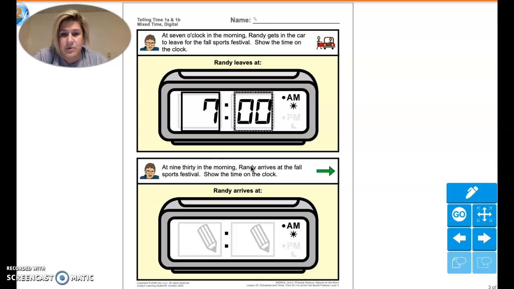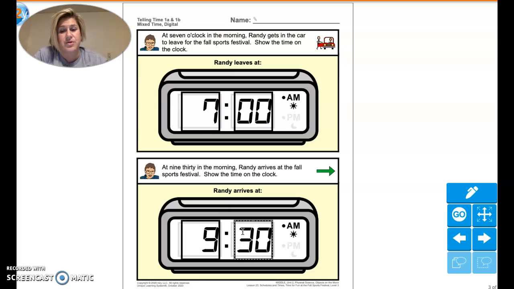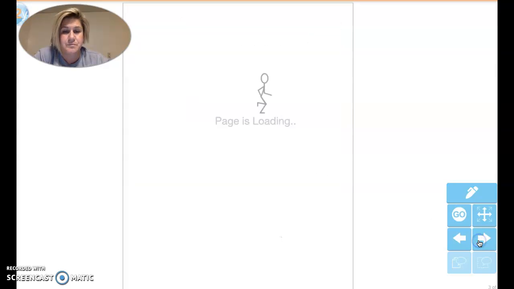At 9:30 in the morning, Randy arrives at the Fall Sports Festival. Show the time on the clock. So 9:30. This is where the hour goes. We're going to type in 9. And this is where the minutes go, 30. 9:30, and AM means morning.